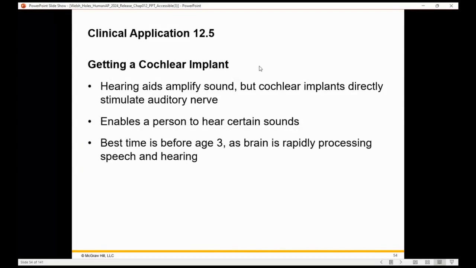Clinical application: getting a cochlear implant. Hearing aids amplify sound, but cochlear implants directly stimulate the auditory nerve. It enables a person to hear certain sounds. The best time to get one is before age 3, as the brain is rapidly processing speech and hearing.